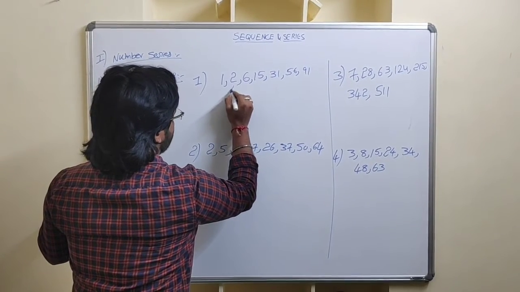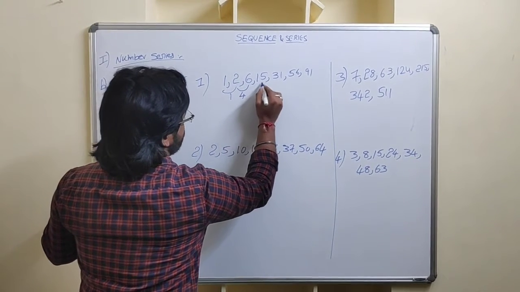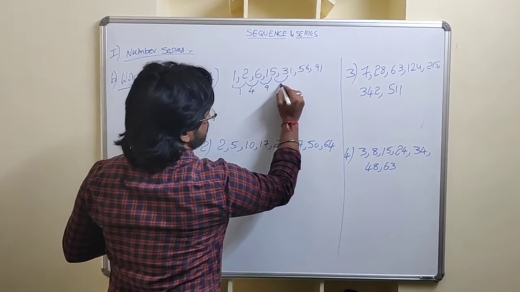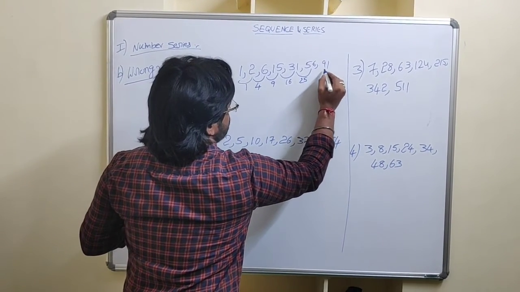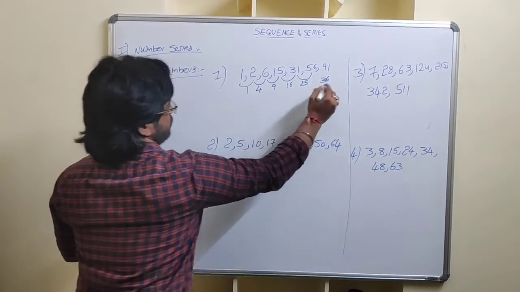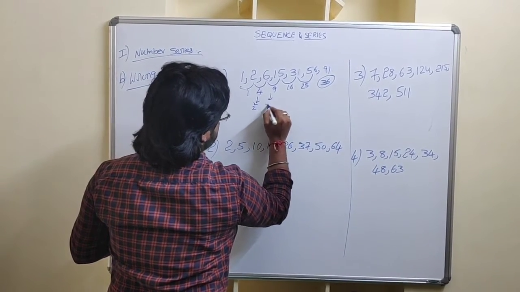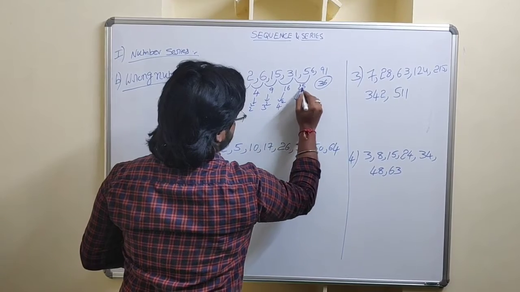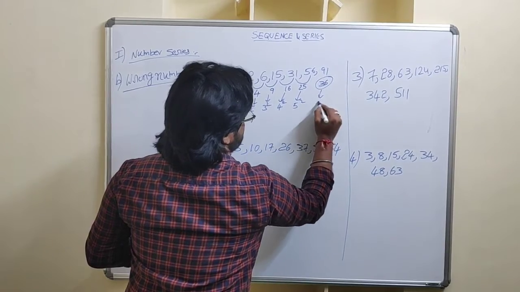Here 2 minus 1 you will get 1, 6 minus 2 you will get 4, 15 minus 6 you will get 9, 31 minus 15 you will get 16, and 56 minus 31 you will get 25. In a similar fashion, the next one is 36. Take an example: 4 can be written as 2 square, 9 as 3 square, 16 as 4 square, 25 as 5 square, and 36 as 6 square.